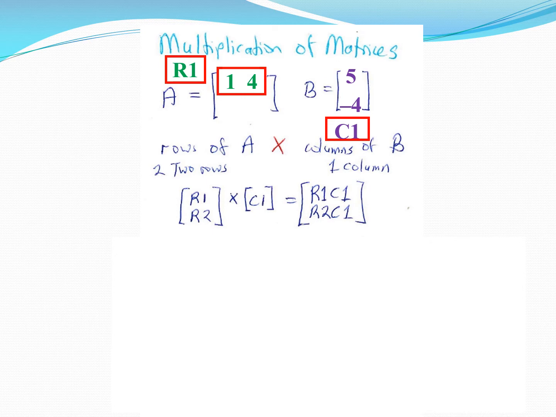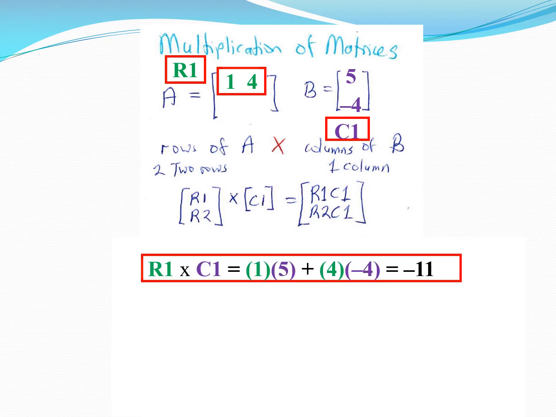So let's make a start. How do we multiply row 1 by column 1? Now you notice I've blanked out row 2 for the moment. Let's just concentrate on row 1, by column 1. And as you'll see, all we do is multiply the first number in the row by the first number in the column. Then we multiply the second number in the row by the second number in the column, and we add them up. So here we go.